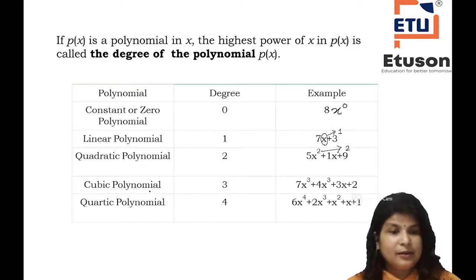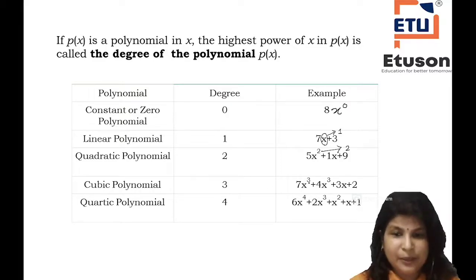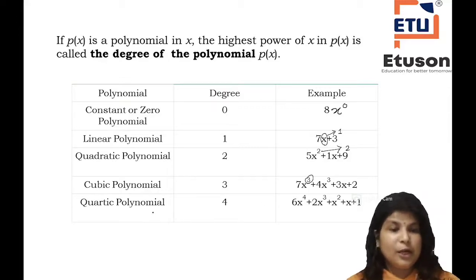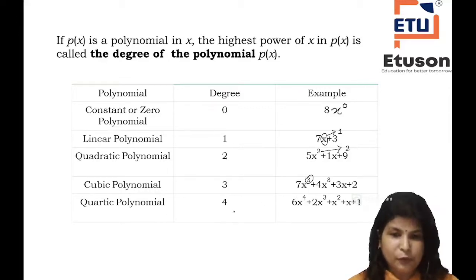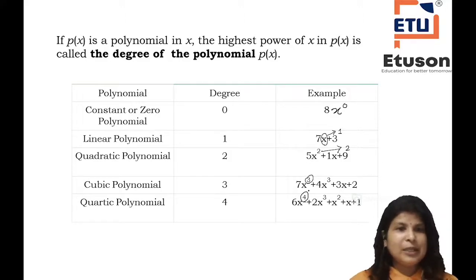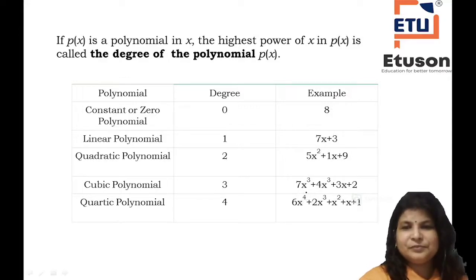Similarly, consider the case of a cubic polynomial. Cubic polynomial means the highest power of the variable is 3. As you can see in the example, the highest power is 3 here. Correct. So it is a cubic polynomial having degree equal to 3. Now what do you mean by quartic polynomial? Here the degree of the polynomial is 4. The highest power is 4. So with this, hope the classification of the polynomial based on the degree is clear to you. Correct, children?